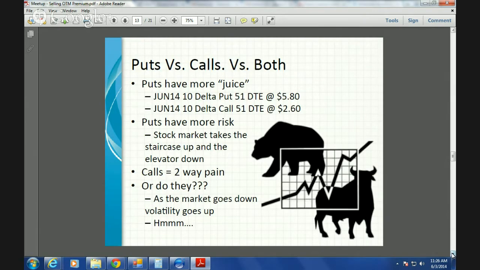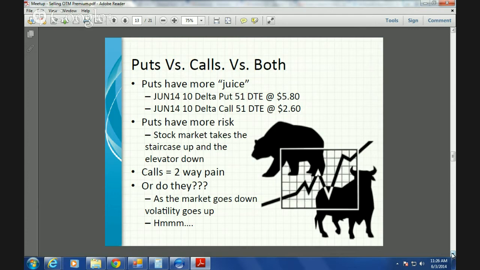So, do we want to trade puts versus calls, or do we want to trade both in something more like a condor situation? Traditionally, and I think it's always going to end up being this way, puts have more juice. This is because of the fear. We're always scared that the markets are going to go down, and people like to use puts for protection. So for those reasons, puts have more juice.